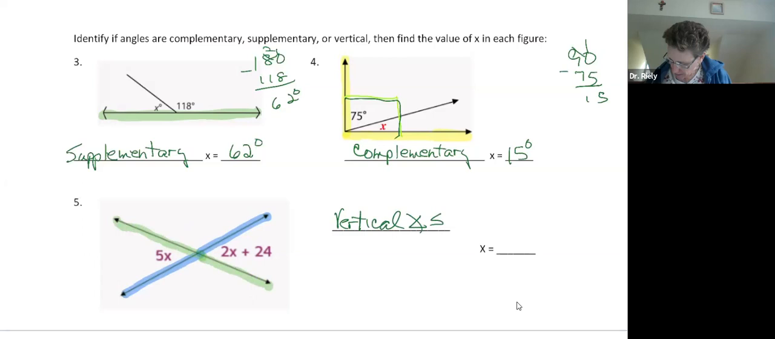And what I need to now do is solve for x. Since they are vertical, they will always be equal. So set these two angles equal. Subtract the 2x from both sides. That gives me 3x equals 24. This is a simple two-step problem. So x equals 8, and that's what I put there.